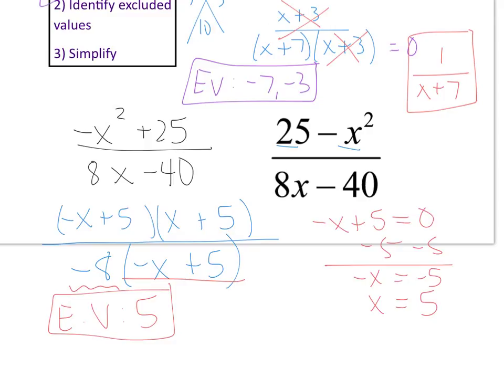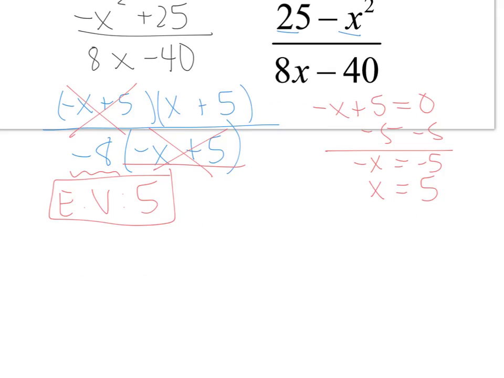So my excluded value is 5, but now I need to look at my simplified answer, so I can actually take out the negative x plus 5 over the negative x plus 5, and my simplified answer would be x plus 5 over negative 8.